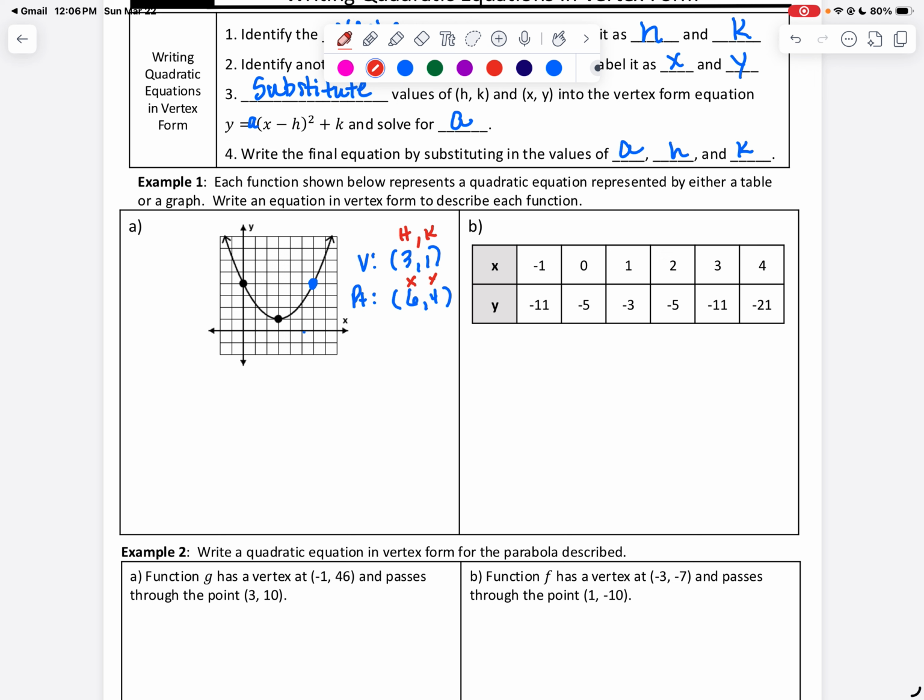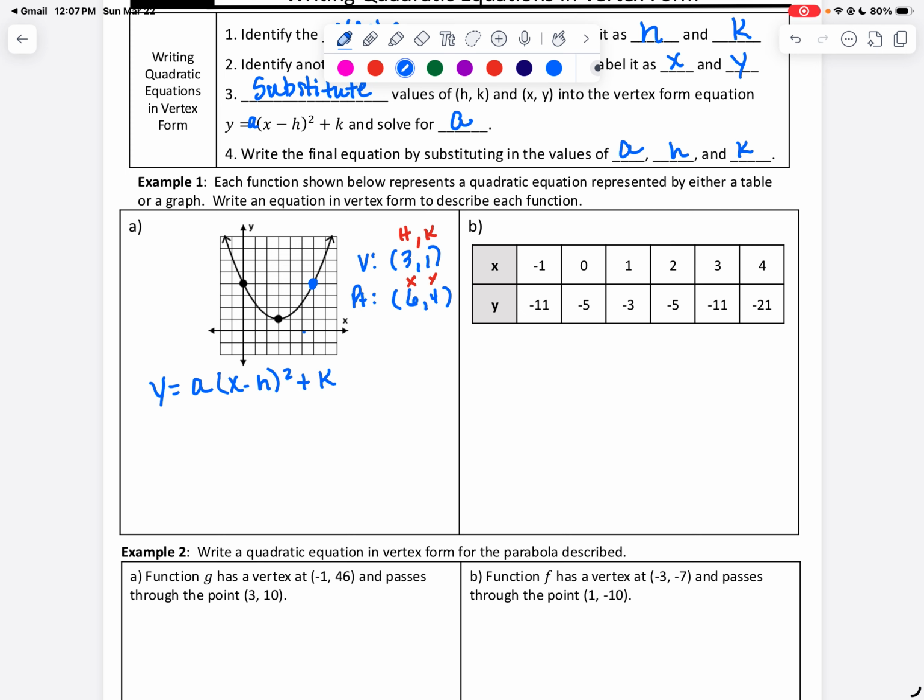All right. Now, the next thing we're going to do is substitute in the vertex form. So I'm going to have you write the vertex form down. The vertex form of a parabola is y equals a times x minus h quantity squared plus k. Now we're going to be able to substitute in something for everything but a.